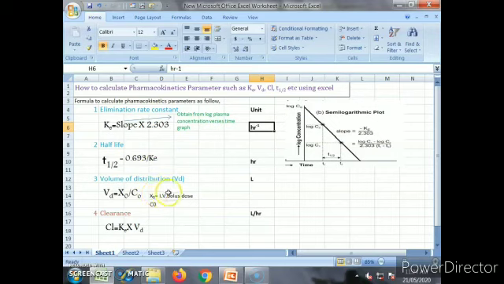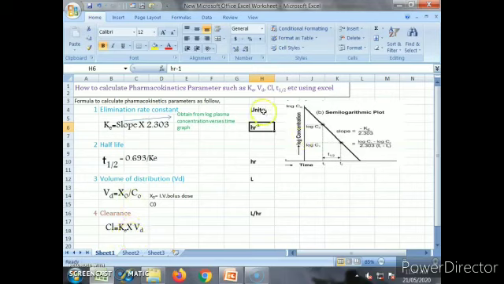Next is the volume of distribution. The formula to calculate the volume of distribution is Vd is equal to X0 divided by C0. X0 is nothing but the initial dose which is given to the patient, that is an IV bolus dose, divided by the plasma drug concentration. Next is the clearance. The formula to determine the clearance is Ke into Vd. So we have determined the Ke from the first equation, the elimination rate constant, and we will put the values of Ke and Vd and get the clearance.